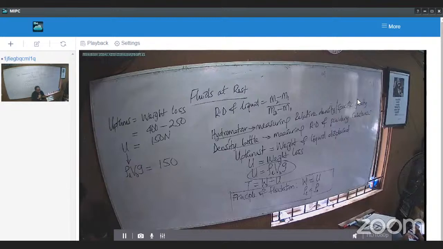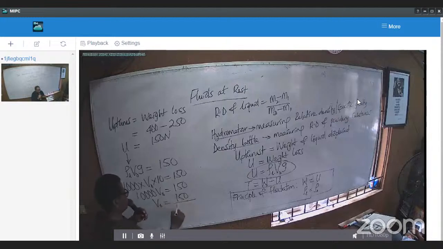So what is rho L? Density of the liquid. What's that density of the liquid? Is it 1,000? 1,000. Volume of object, we don't know. Gravity, we know, equals 10. Force equals 150. So that will be 10,000 V naught equals 150. So our V naught will be 150 over 10,000.